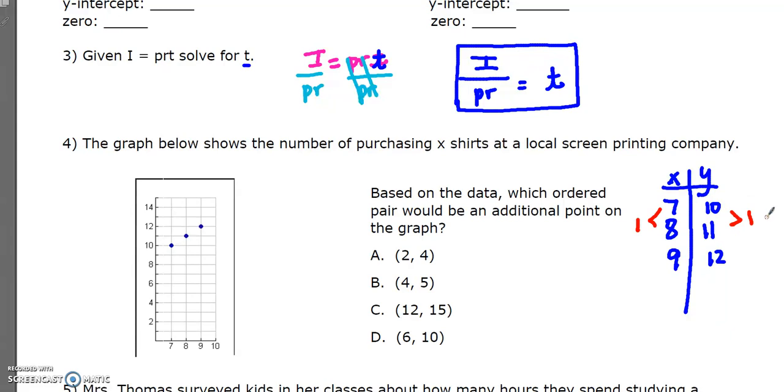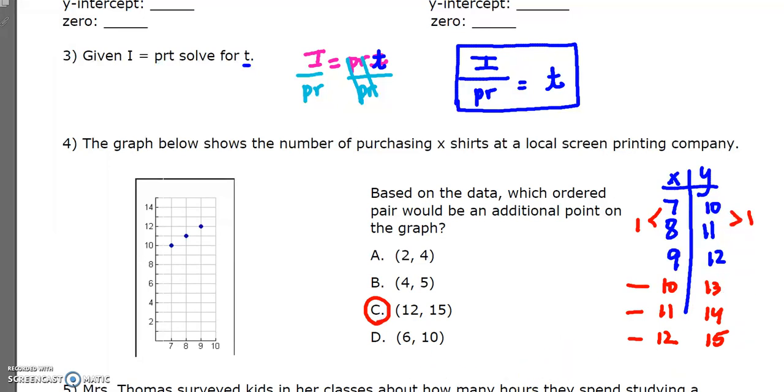So if I look at what I have, if I increase by 1, if I keep going, I will have 10, 11, 12 on this side. And on this side, I start with 12, so I'm going to go to 13, 14, and 15. So let's look at our points that we have. Do I have either 10, 13, 11, 14, or 12, 15? And I can see that I have 12, 15.